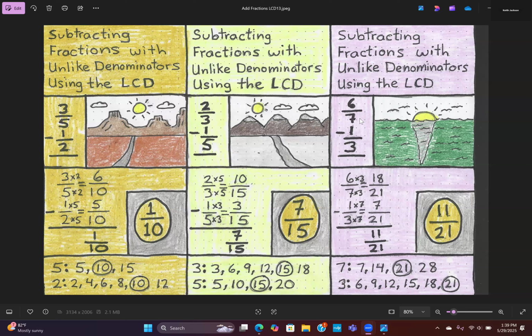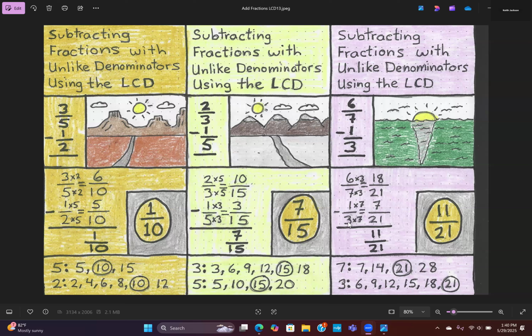And we're going to find, you guessed it, the least common denominator of 7 and 3 because they are the denominators in this fraction. And let's count by sevens. 7, 14, 21, 28. And then we can count by threes. 3, 6, 9, 12, 15, 18, 21. And so guess what? We found that our least common denominator in this case is 21. Let's park that 21 in our slot.